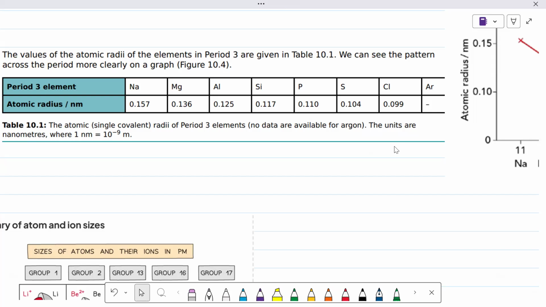And this is not just the meter, this is 0.157 nanometer, okay? Nano means 10 to the power minus 9. What do you observe from this data? What is your general observation?